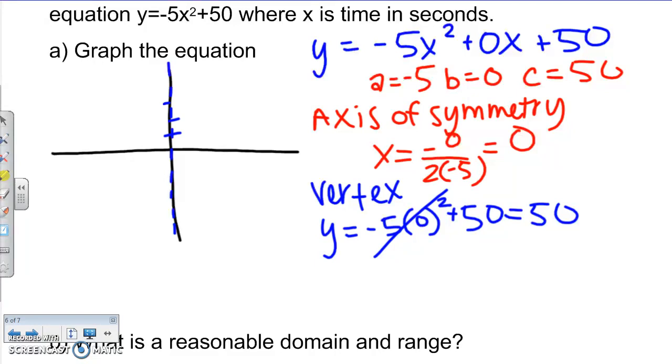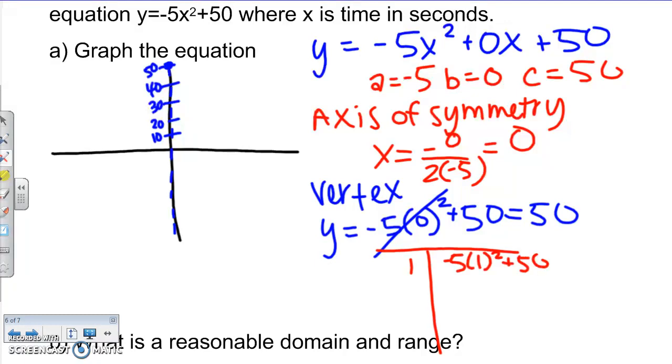So call that by tens. My vertex is going to be there. And when I plug in more points, -5 times 1 squared plus 50 is -5 plus 50. That's 45. So it's going to be like this.